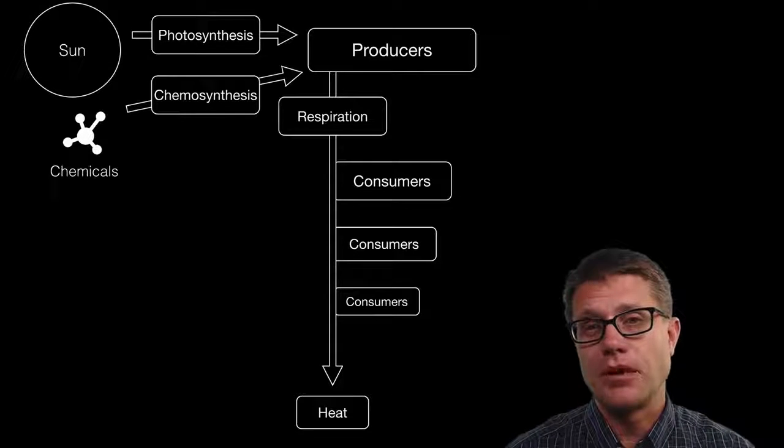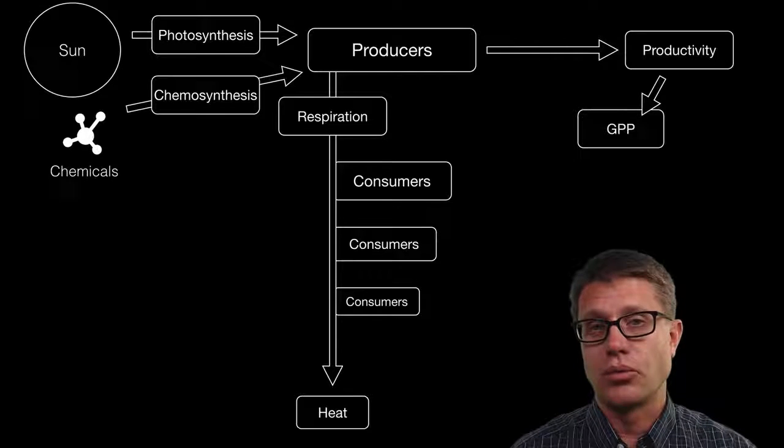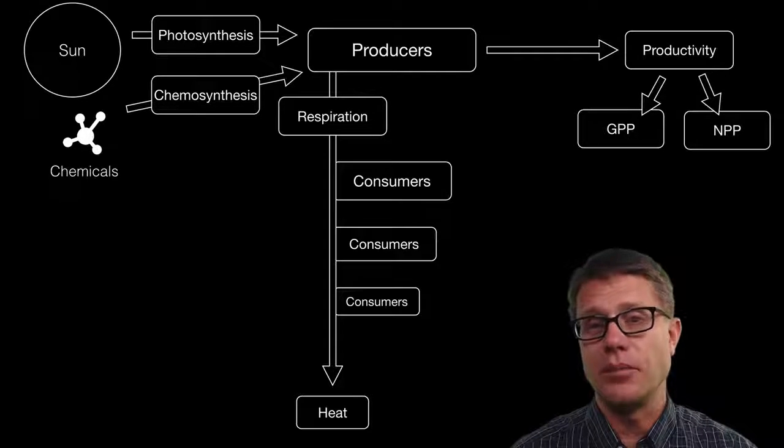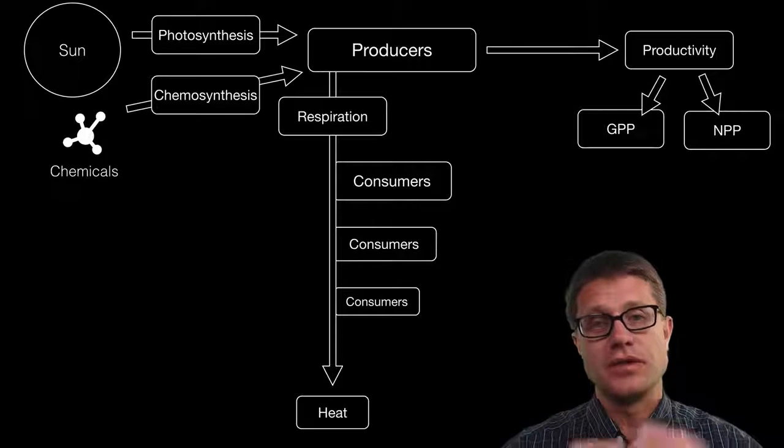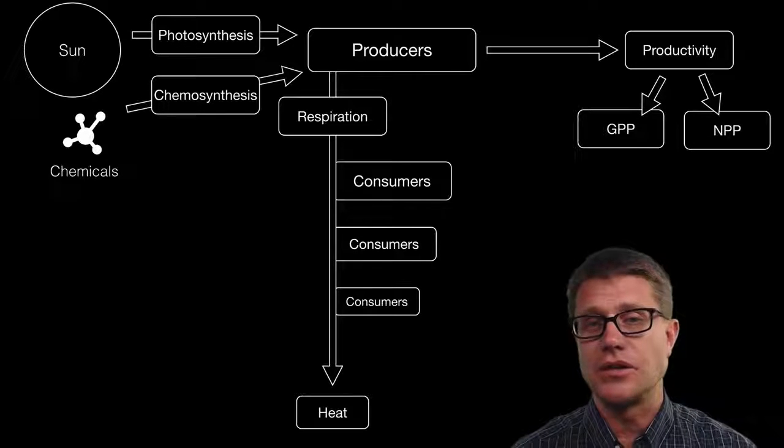Now, we measure the amount of energy that's converted through productivity in one of two ways, either gross primary productivity or net primary productivity. Gross is the overall amount of energy converted, and net is just how much the plant gets after it used some of the energy for respiration.